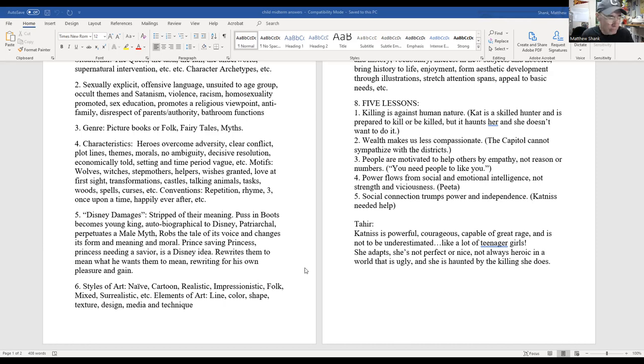Question six was basically listing. It said list any three styles of art in picture books and also list any three elements of art. And I have all of them listed there, the different styles and the different elements. So all you had to do there was pick three of each and get them correct.